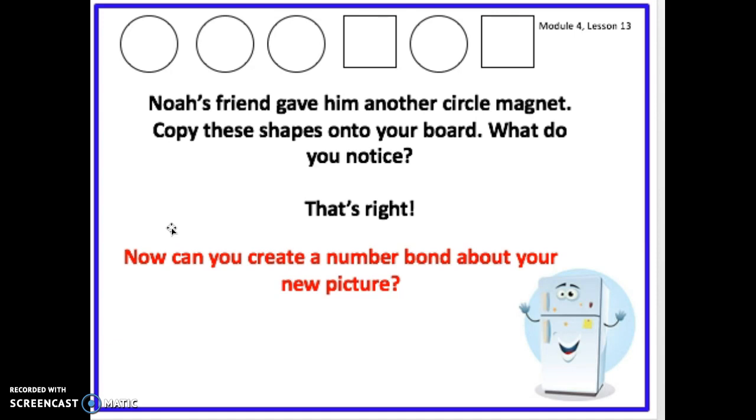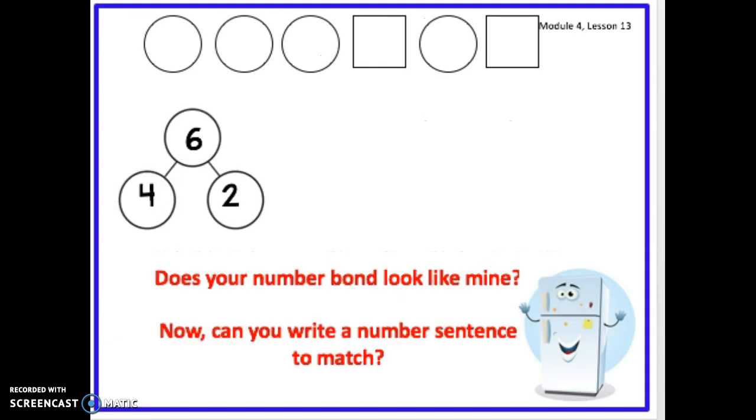Can you draw a number bond to match your new picture? Pause the video while you draw your number bond. Does your number bond look like mine? Remember, 6 is our whole number. 4 tells us that we have 4 circles, and 2 tells us that we have 2 squares.